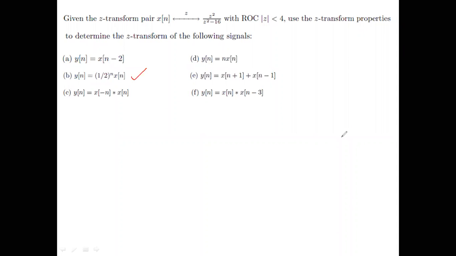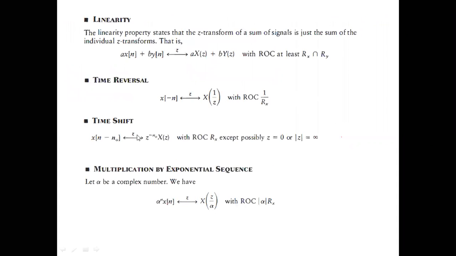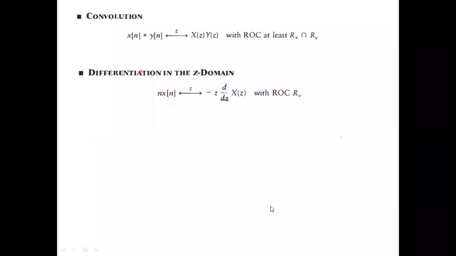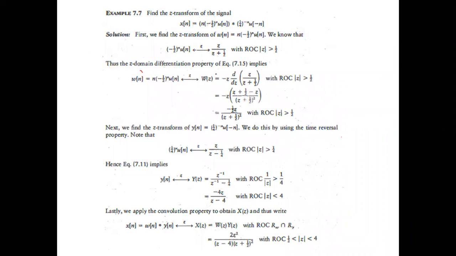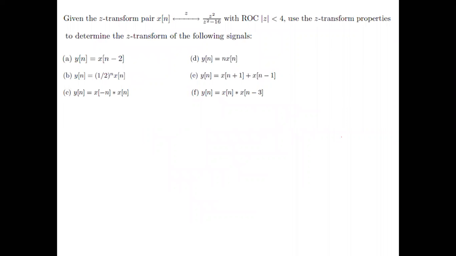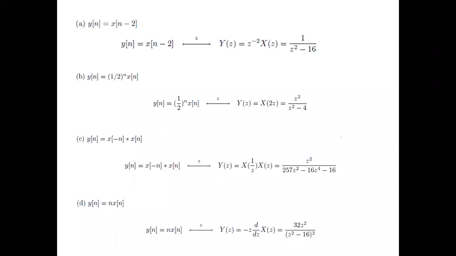The property we should use here is multiplication by an exponential. If x of n has z transform x of z, alpha to the power n into x of n should have a z transform where every z shall be replaced by z divided by alpha. So with alpha being 1 by 2, this z shall be replaced by z divided by 1 by 2, which is 2z. Okay, shall we see them individually?